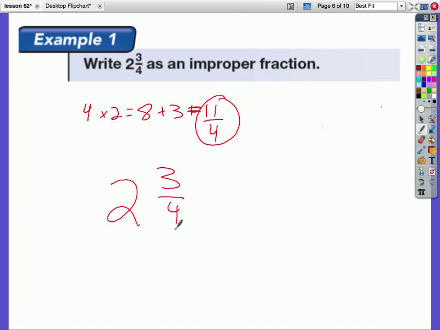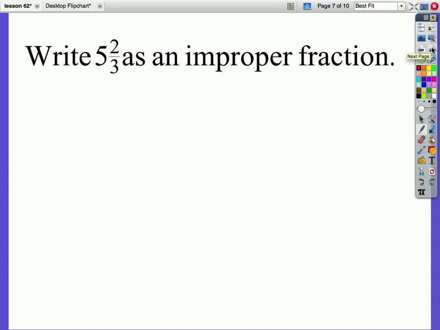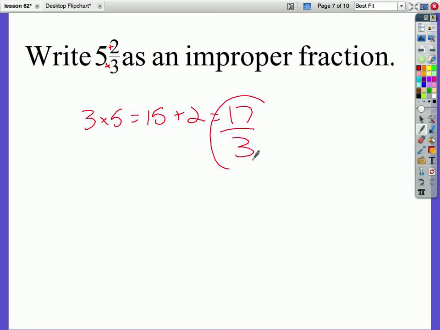To help you out, if this is my mixed number, I can write a times here and then a plus here. Remember, multiply first and then add. Order of operations will help you. So write 5 2/3 as an improper fraction. I'm going to multiply there and then add. So I have 3 times 5, it's 15, plus 2, I get 17. My denominator stays the same. I get 17/3.